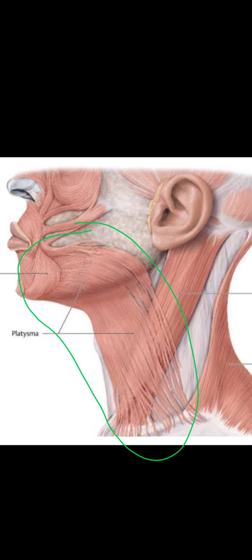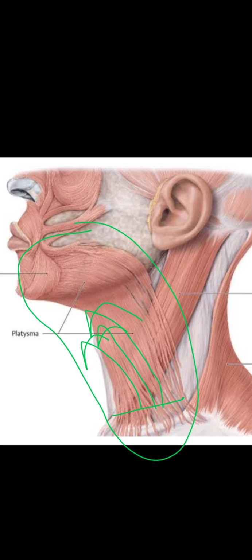This entire muscle fiber that you can see is platysma. Platysma muscle is the muscle of the neck. Now, talking about its origin, it has two origins: the upper part of pectoral and deltoid fascia. The fibers run upwards and medially. This is the direction of the fibers.